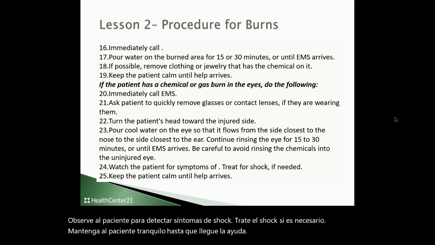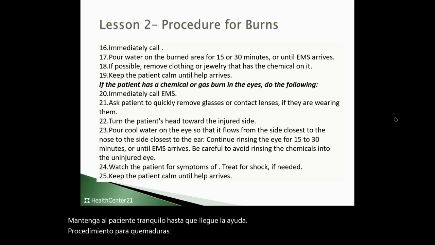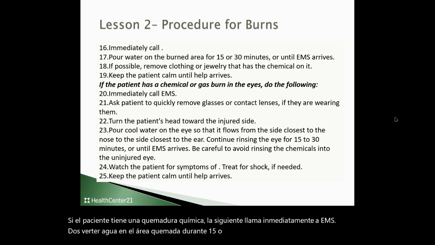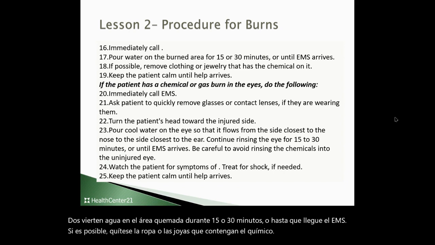Procedure for burns. If the patient has a chemical burn, do the following. 1. Immediately call EMS. 2. Pour water on the burned area for 15 or 30 minutes, or until EMS arrives. If possible, remove clothing or jewelry that has the chemical on it. Keep the patient calm until help arrives.